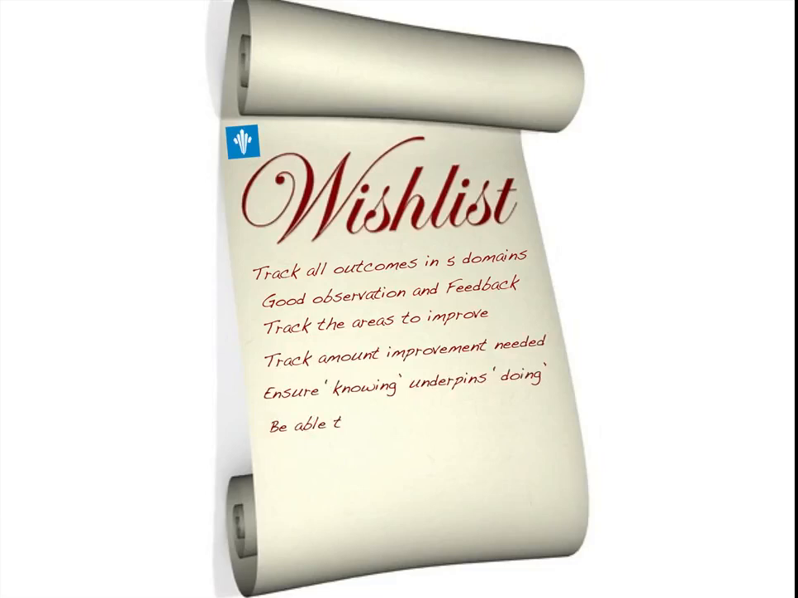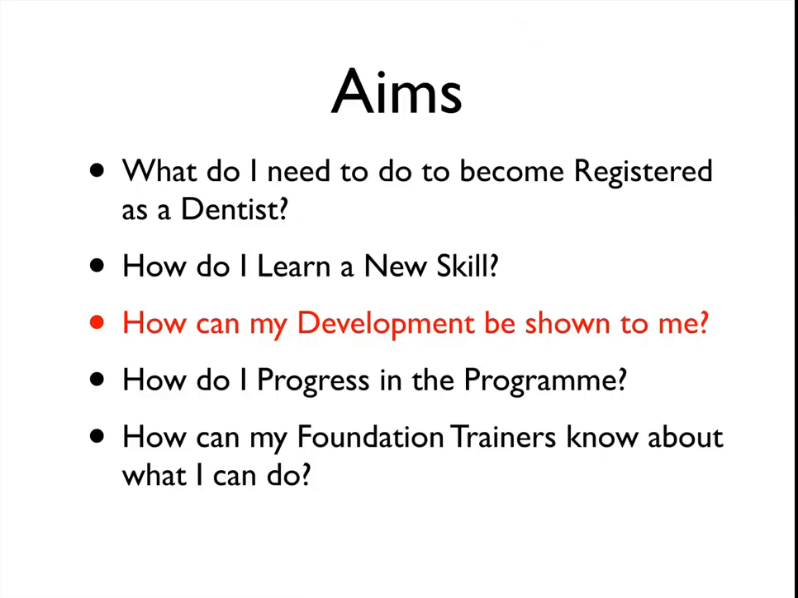So, when we're thinking about the things that Liftupp has to do, we have to be able to give good observation and feedback. We have to be able to track the areas that you need to improve in. We need to track the amount and type of improvement that you need and feed that back to you. We have to ensure that knowing underpins the doing, and we have to be able to triangulate the performance not only of yourselves but also of the staff. So that's how you learn skills, and that's the sort of data that we need to bring together for you to learn skills. So the next question is, how can we actually show you your development?